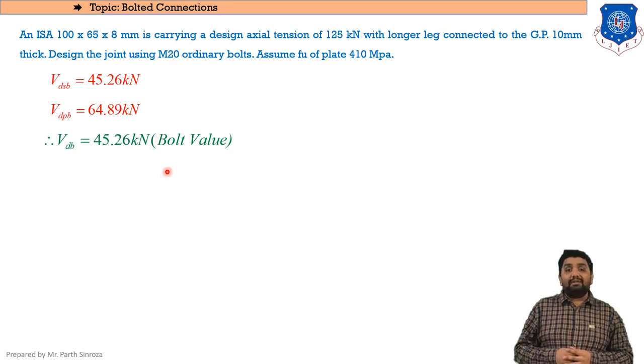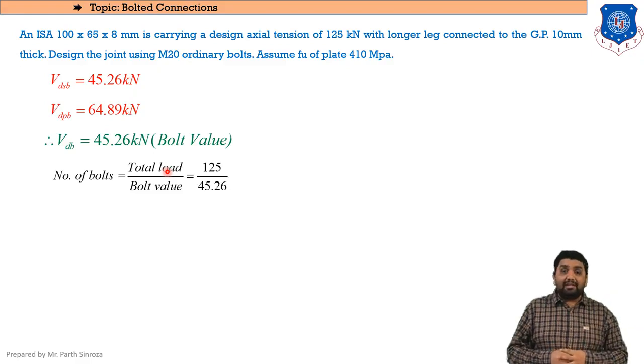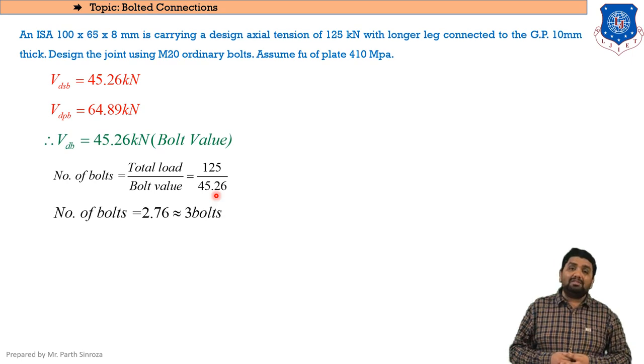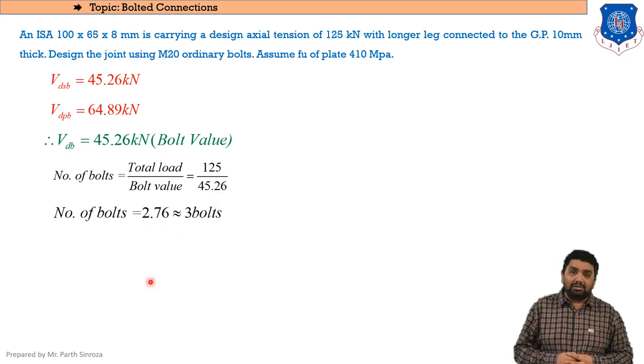Clear? So after this we will be calculating the number of bolts, and the equation for number of bolts is total load divided by bolt value. Total load, as you can see in the question, is 125 kilonewton, divided by bolt value. The answer comes out to be 2.76. So again we will be placing three bolts in this case.